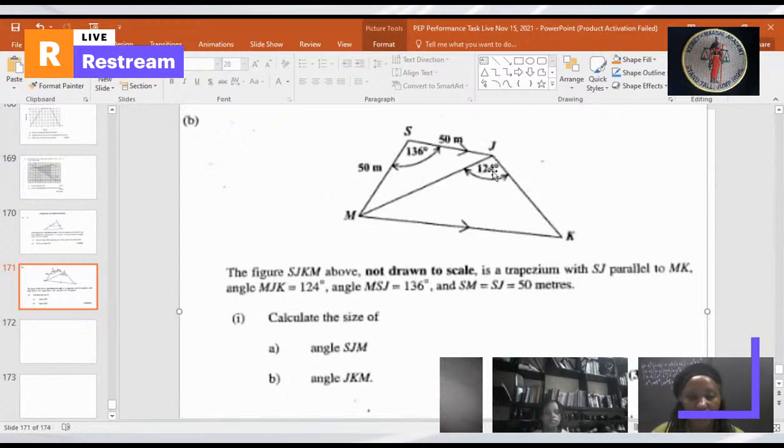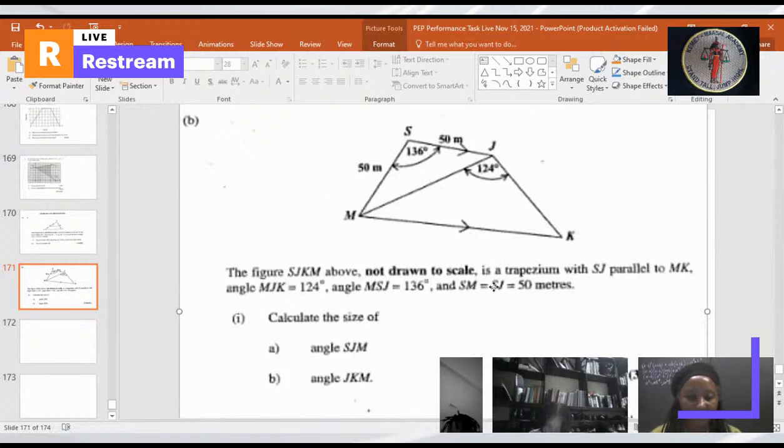So add that up: 124 degrees plus 22 degrees gives you 146, take it from 180 degrees. And we get what? So we get 34 degrees. All right, let's look at this.